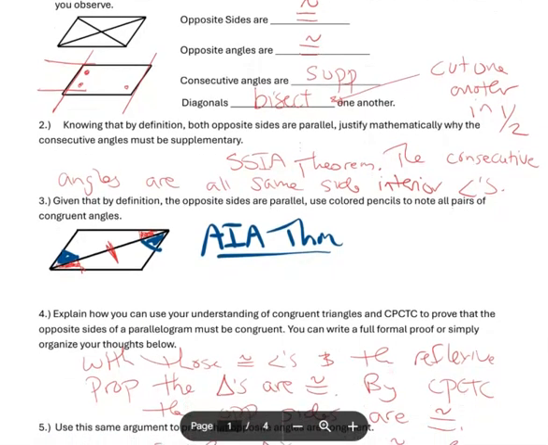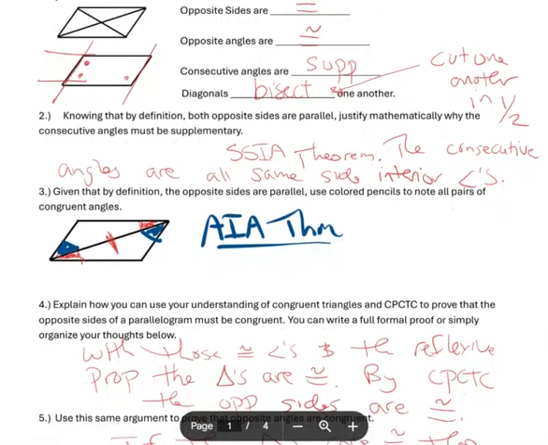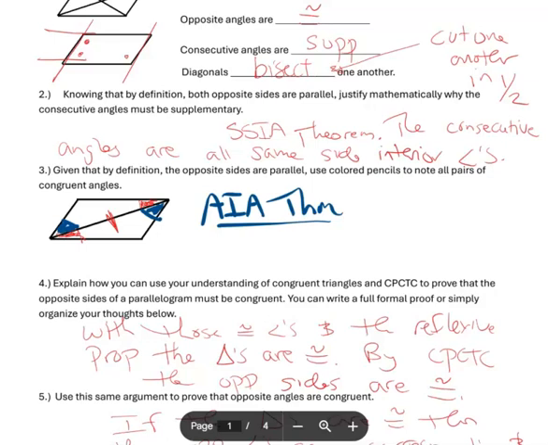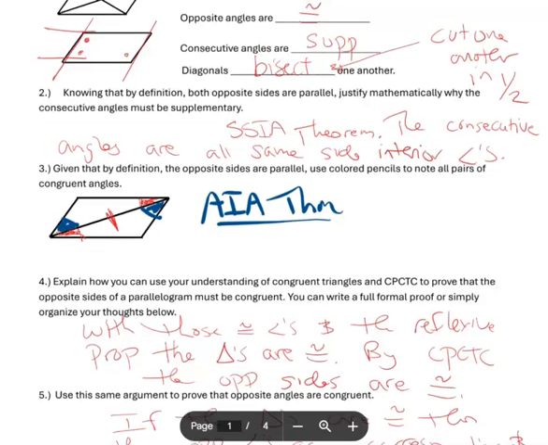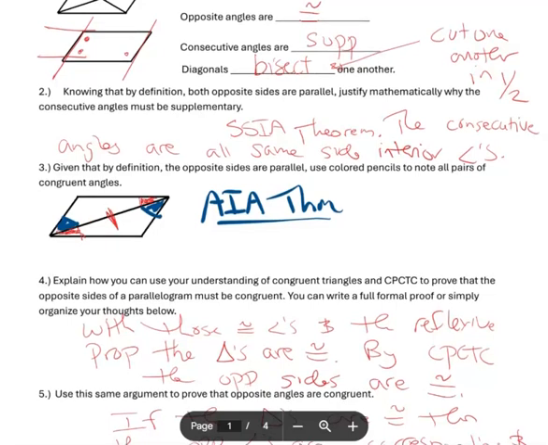And then it says, explain how you can use your understanding of congruent triangles and CPCTC to prove that the opposite sides of the parallelogram must be congruent. You can write a full proof or simply organize your thoughts. So in addition to the blue and the blue and the red, you also have the reflexive property. Therefore, those two triangles must be congruent by ASA.